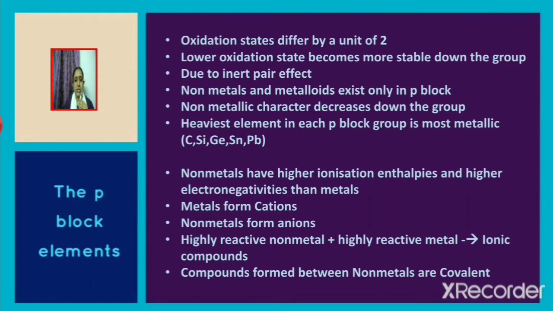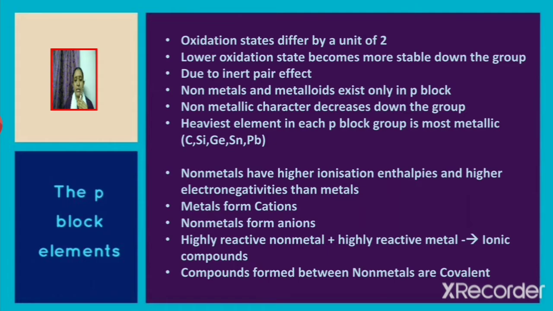Non-metals and metalloids exist only in the p block. Non-metallic character decreases down the group. We know that metallic character increases down the group and hence non-metallic character decreases down the group. Heaviest element in each p block group is most metallic. Non-metals have higher ionization enthalpies and higher electronegativities than metals.